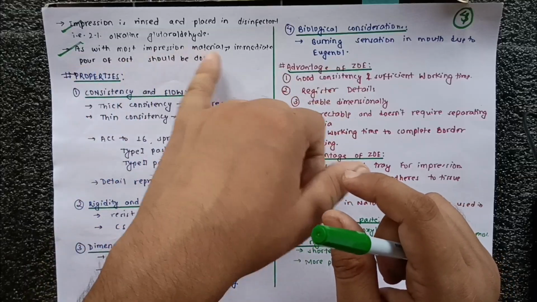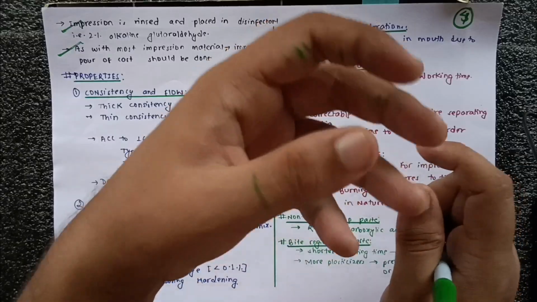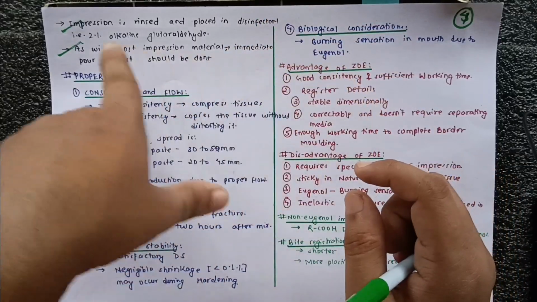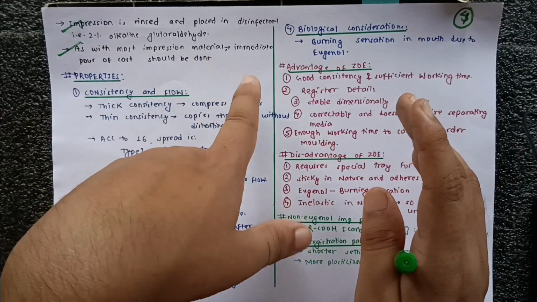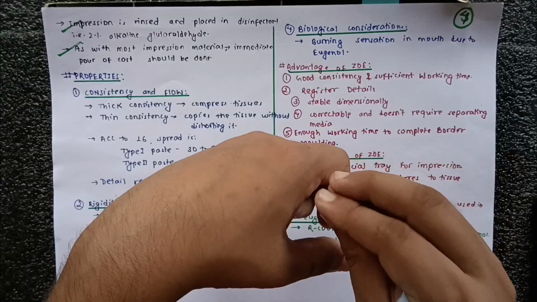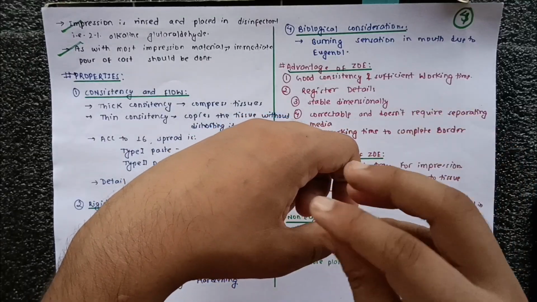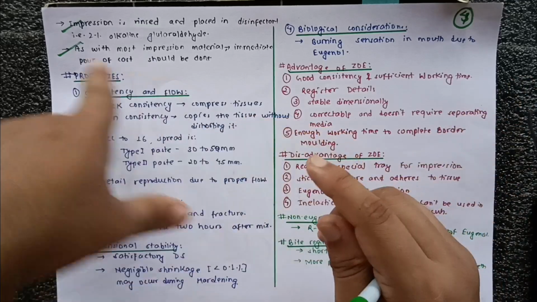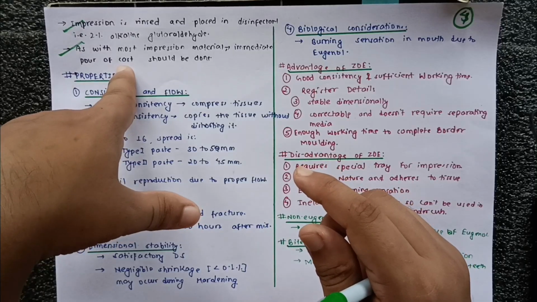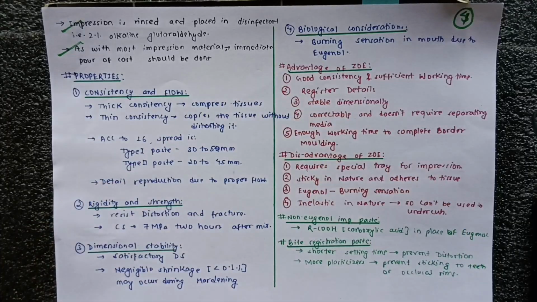As with most impression materials, immediate pouring of the cast should be done. After this, we take out the impression, and it is rinsed and placed in the disinfectant, which is 2% alkaline glutaraldehyde. After disinfection, as soon as possible we pour the gypsum product, the cast material, onto this, and fabricate the secondary cast. In such a pattern we can use this zinc oxide eugenol.